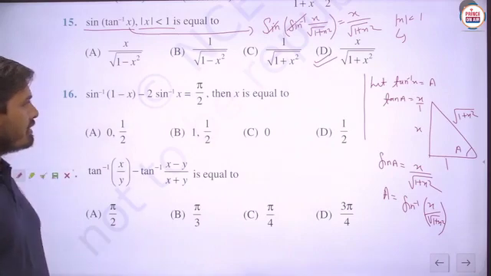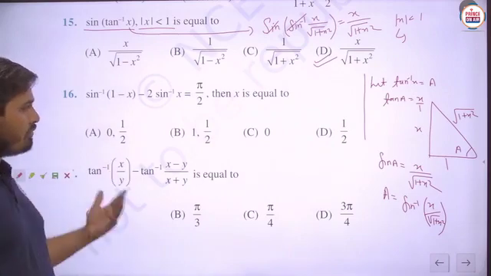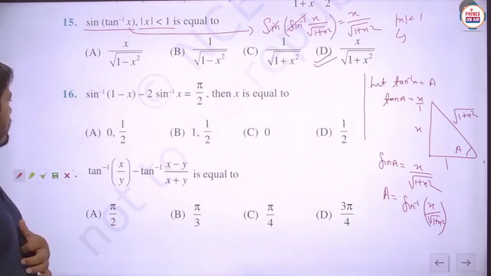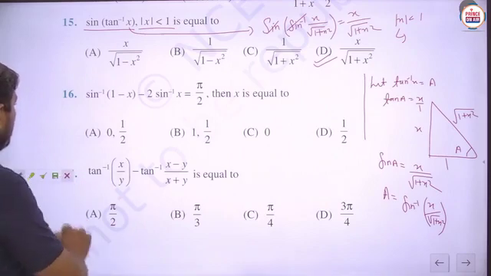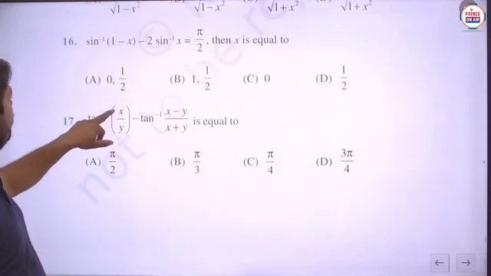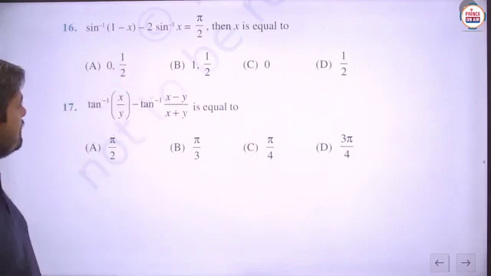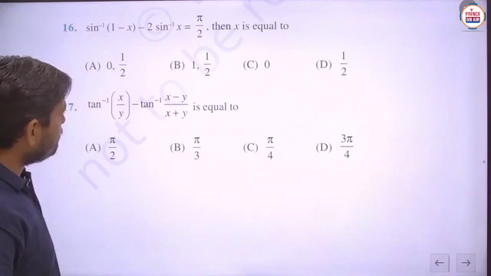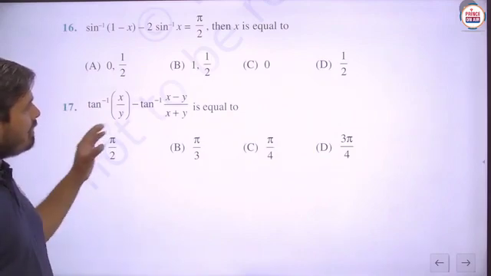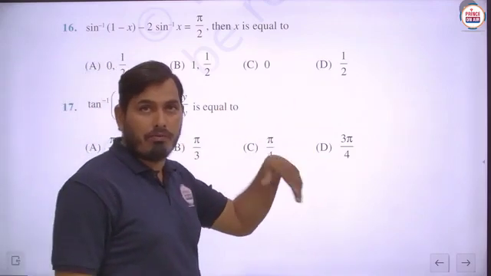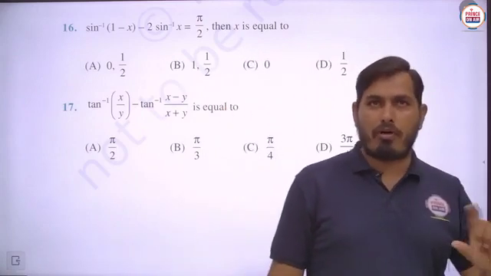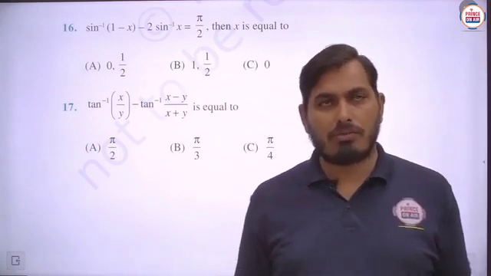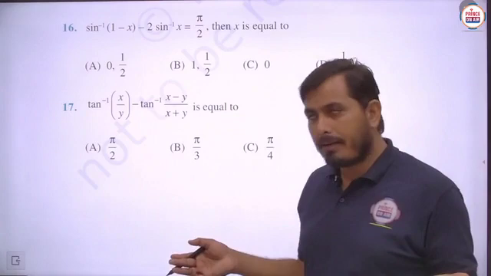Similarly, the question number 16 you can see is an objective question, and in this question we have sine inverse of (1 minus x) minus 2 sine inverse x equals pi by 2, then what should be the value of x? No problem. As per the question you can just use the concept of options here, means with the help of options you can provide the answer. Otherwise you can do some simplification, no problem. Is it clear?